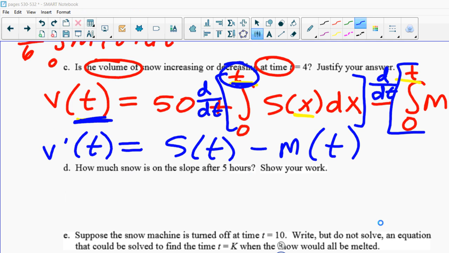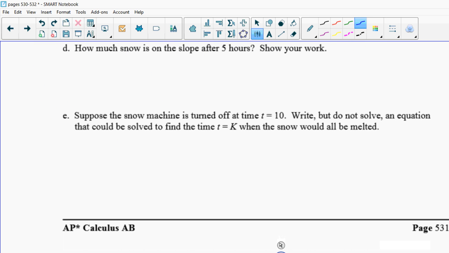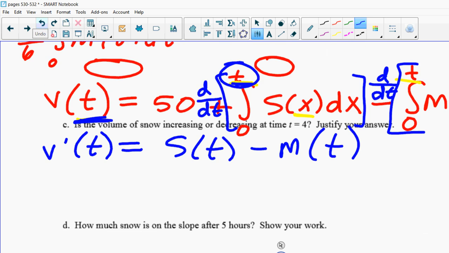Now we got 2 more parts to look at. Ah, snap. That's another snap. Come on.